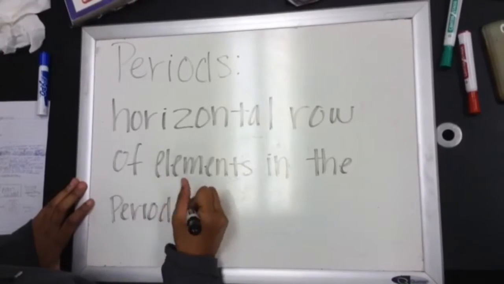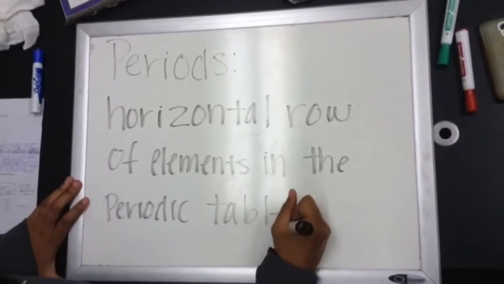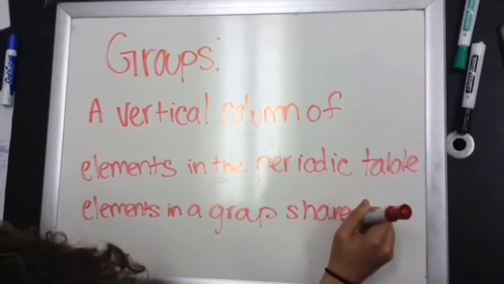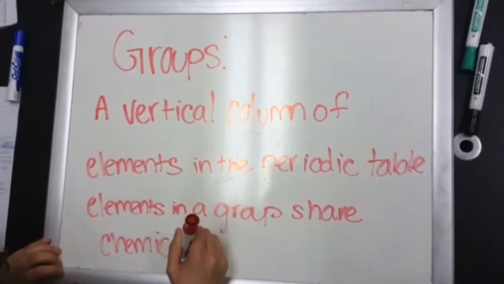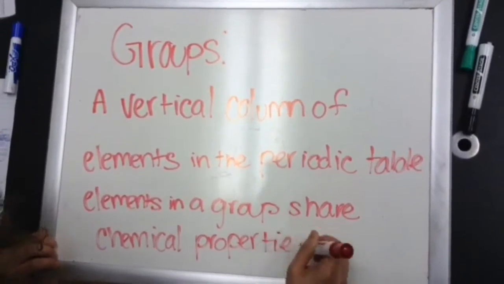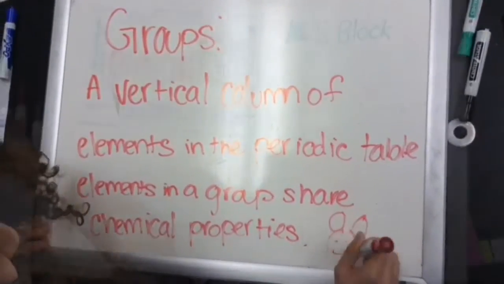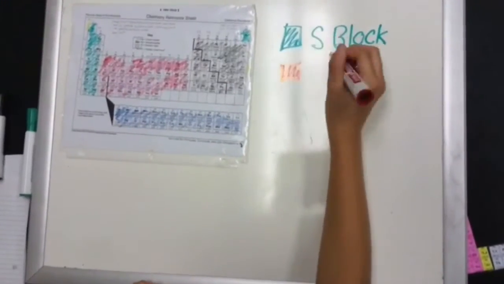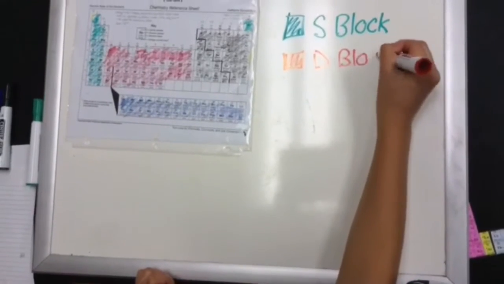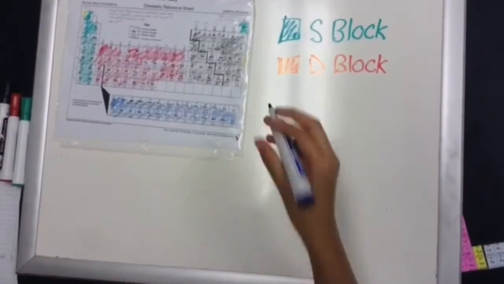A period is the horizontal row of elements in the periodic table. A group is the vertical column of elements in the periodic table. Elements in a group share chemical properties. In order to understand electron configuration, it is important to first understand the periodic table.